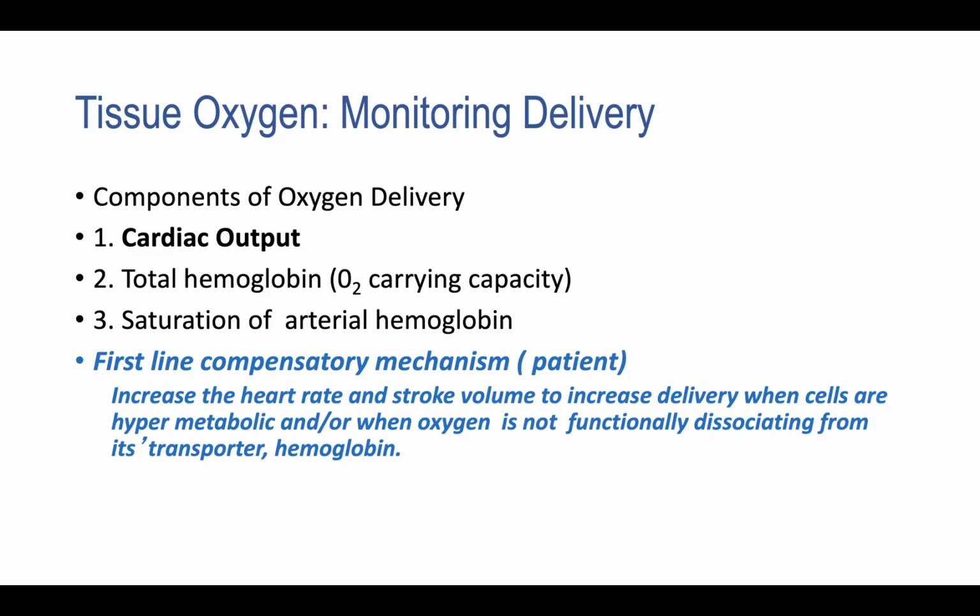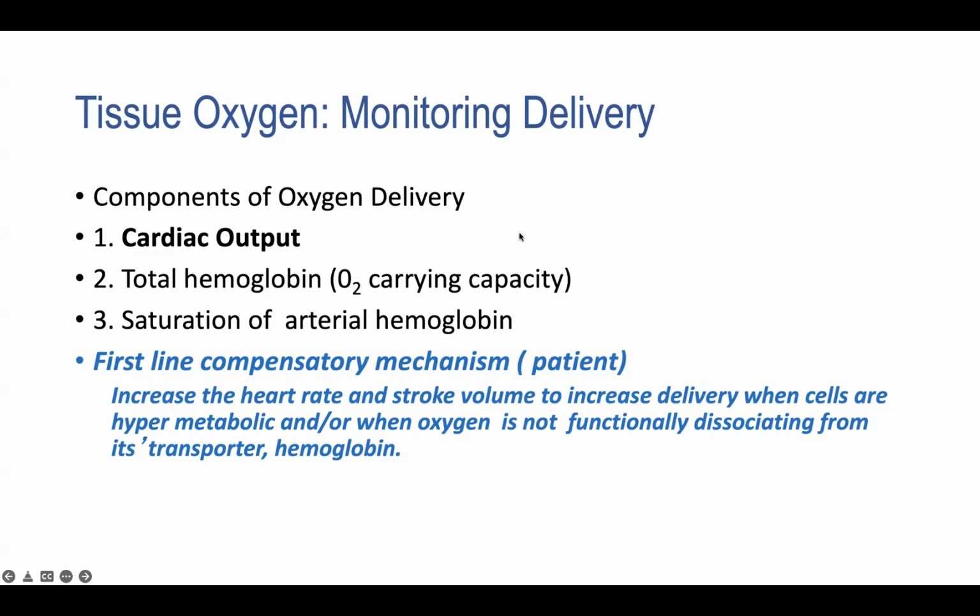Now, if they're not acidotic, you will probably increase their cardiac output, but you won't necessarily increase the hemoglobin unless it's less than 8. The least important component here is the saturation of that hemoglobin in the arterial bed. Typically, we say if you're greater than 88% saturated, you're doing okay.